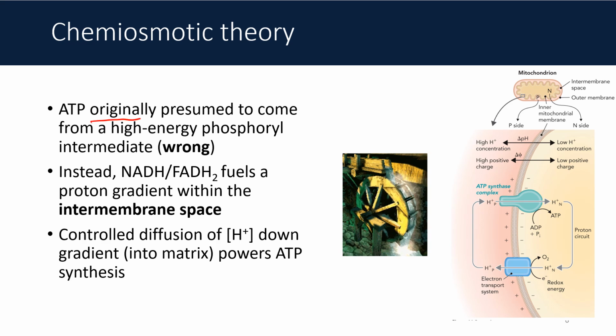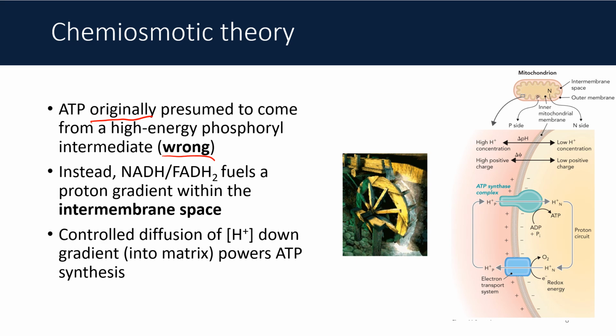Originally, we believed that the mitochondria made a bunch of high energy phosphoryl compounds, kind of like phosphoenol pyruvate, and we then took these unstable compounds and made them dump their phosphates onto ATP through a bunch of substrate level phosphorylation events. The problem with this theory was that we never found such a high energy phosphorylated intermediate within the mitochondrion. So ultimately, this hypothesis was proven wrong.